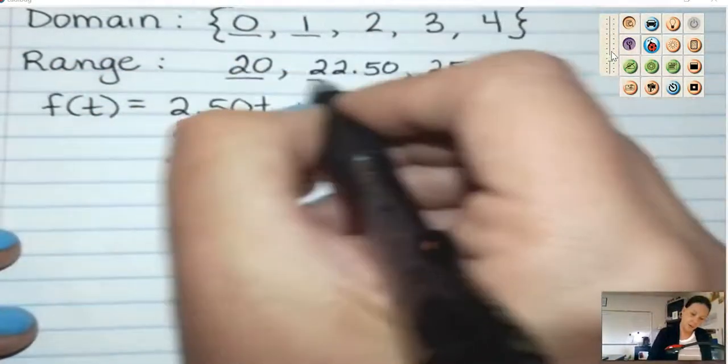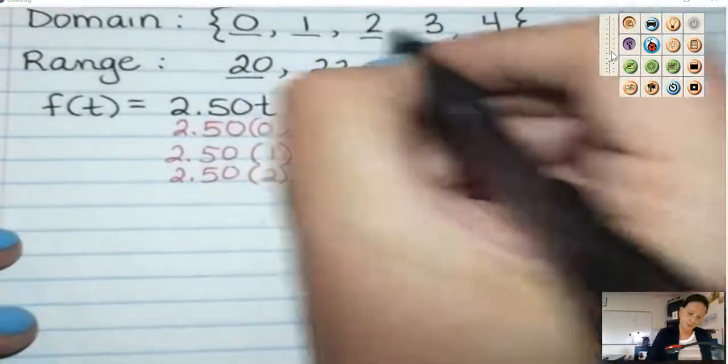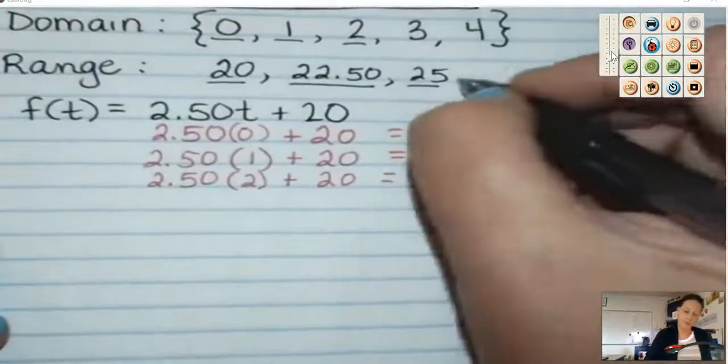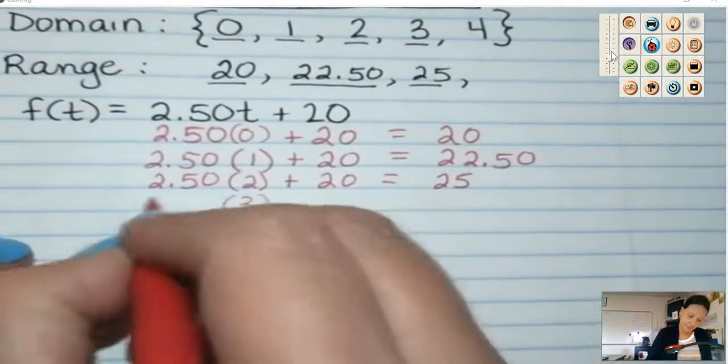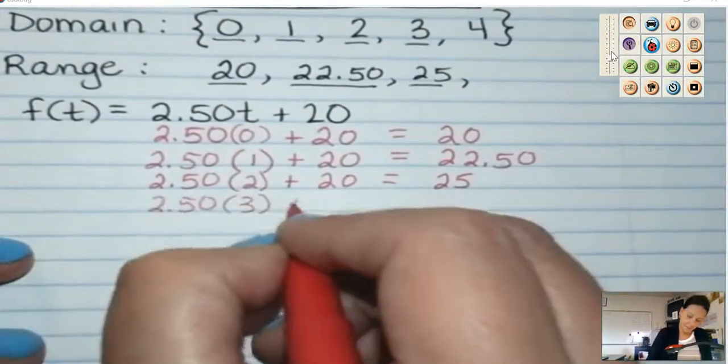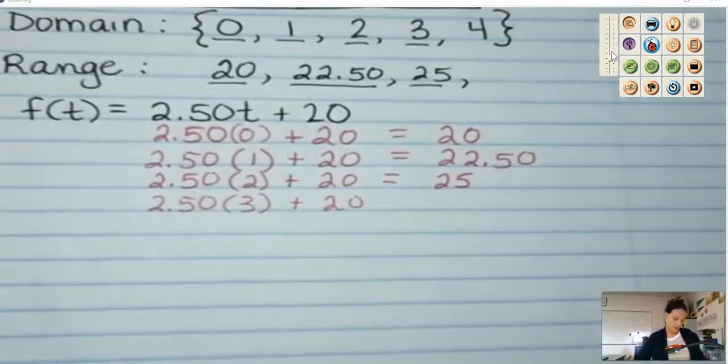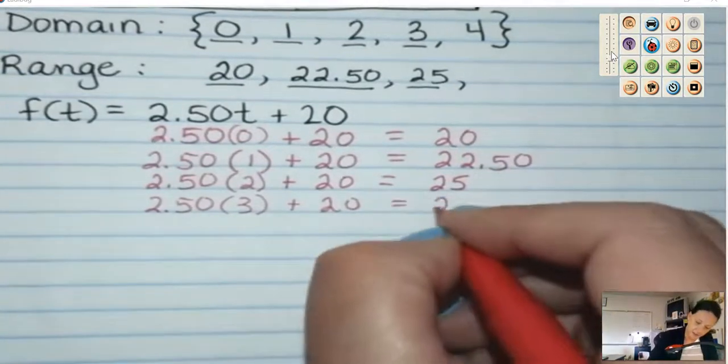So 0 and 20 went together. 1 and 22.50 went together. 2 went with 25. Then next we're going to do 3. $2.50 times 3 is $7.50 plus your $20 makes it $27.50.